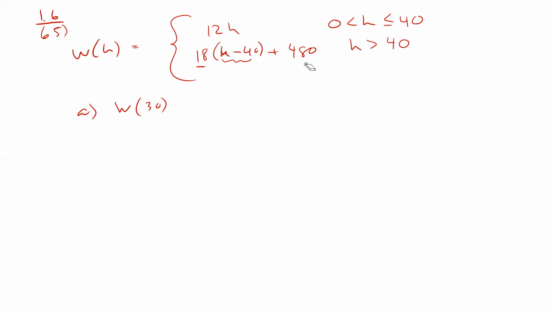Okay, so this one is just really teaching you which equation you're going to use for W of 30. Top equation, bottom equation, go. The top one. He hasn't reached the 40-hour limit yet, so we're going to use the top equation. In this case, it's just 12 times 30, $360. Done. You good? So now we have 40 hours. 40 hours would be 12 times 40, and then now you know where that 480 came from.